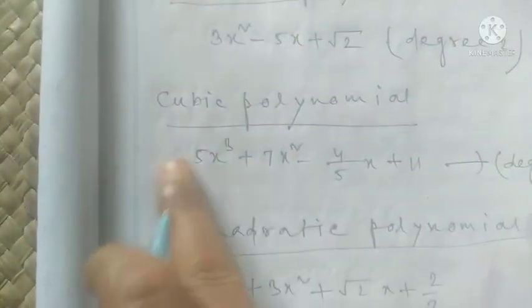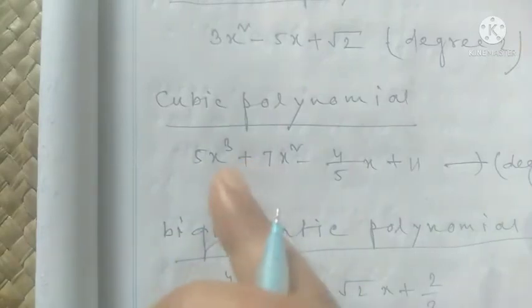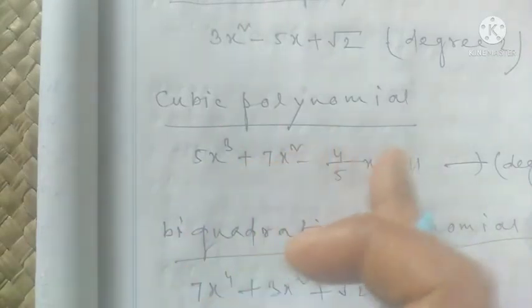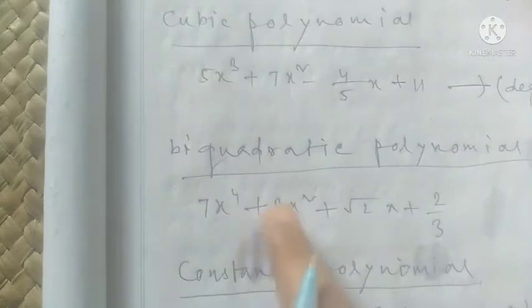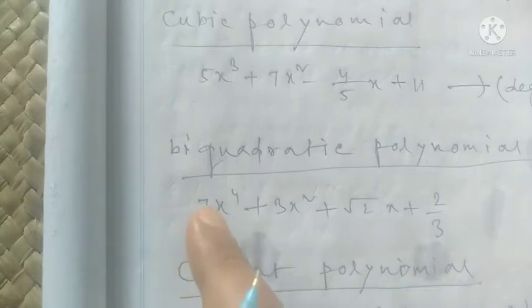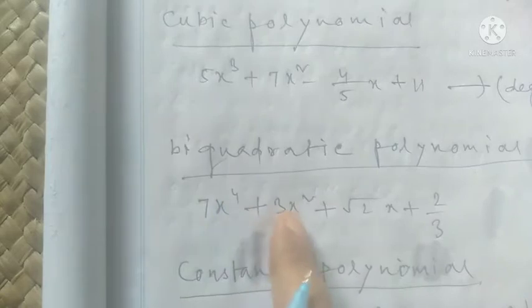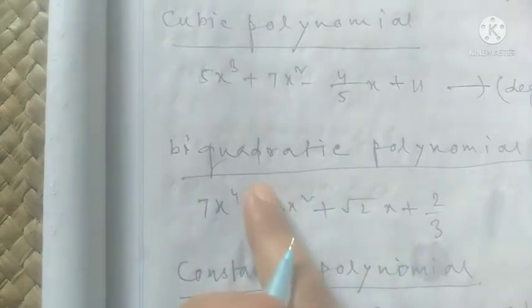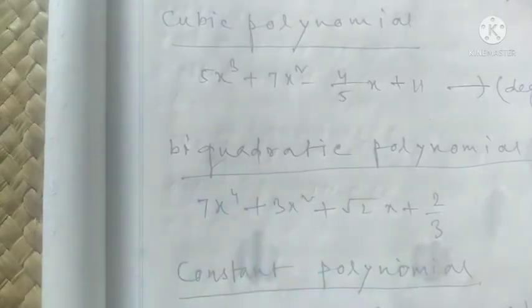Okay, and cubic polynomial means if the highest power is 3, then you can say the polynomial is a cubic polynomial. And biquadratic means if the highest power of the algebraic expression is 4, then you can say this polynomial is a biquadratic polynomial.